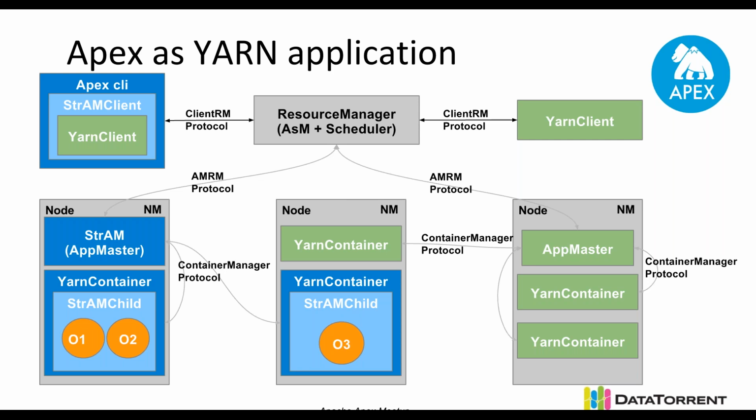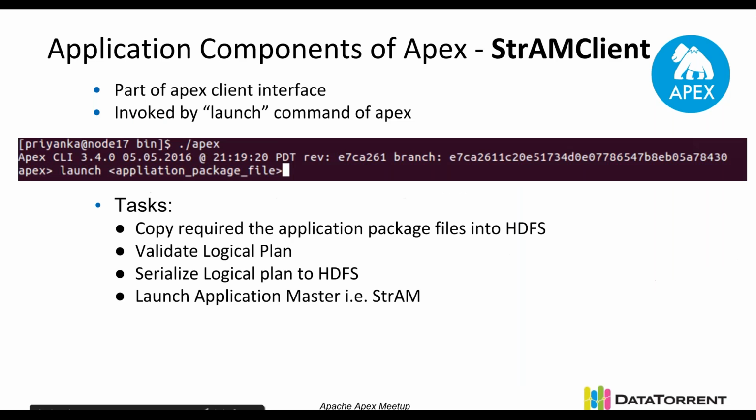Okay, then I'll go ahead. Let's look into these components. First is Stram client. So what is Stram client? It's a part of the Apex command line interface. And how do you use it? To use Stram client, you need to run this script called Apex. When you install DataTorrent, in the bin folder you will find this script called Apex. You just need to run it, and you will get this command line Apex.